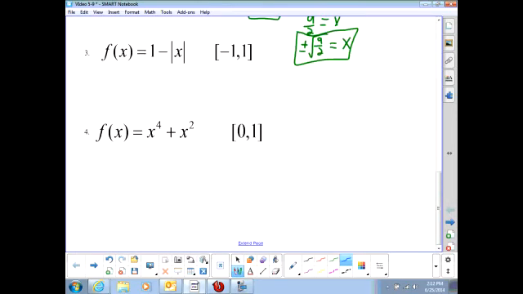Next example, number 3, continuous. Well, it's an absolute value that's flipped and just shifted up 1, so it is continuous. Differentiable? Absolute value is not differentiable at the point. So in this case, it would be when x equals 0, which is in our interval. It is not differentiable, so therefore Rolle's does not apply.